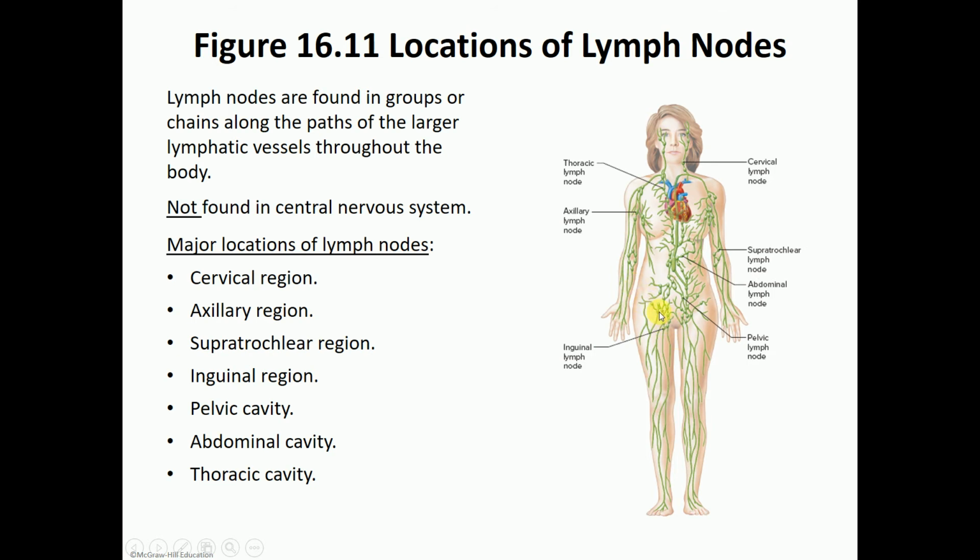at the junction between the lower limbs and the trunk. There are the supratrochlear lymph nodes, and those are found at the elbows. So these are the ones that are easy to feel, but there are deeper ones like the pelvic lymph nodes, the abdominal cavity lymph nodes, or the lymph nodes in the thoracic cavity. These are more deep and harder to palpate.